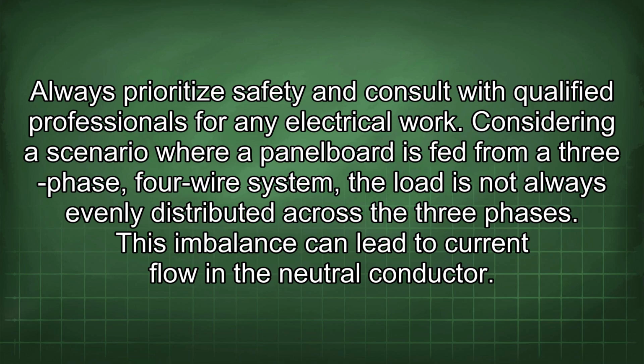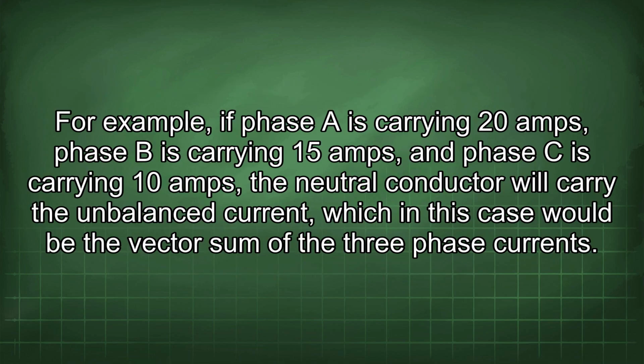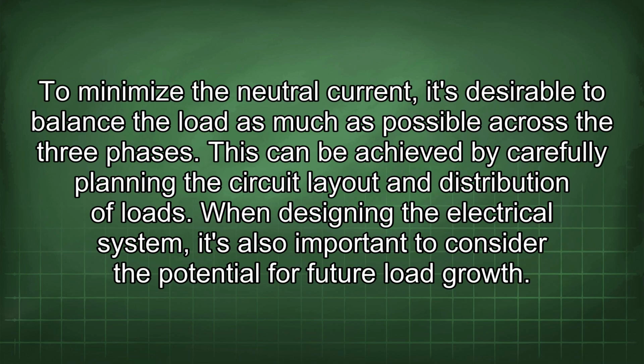This imbalance can lead to current flow in the neutral conductor. For example, if phase A is carrying 20 amps, phase B is carrying 15 amps, and phase C is carrying 10 amps, the neutral conductor will carry the unbalanced current, which in this case would be the vector sum of the three-phase currents. To minimize the neutral current, it's desirable to balance the load as much as possible across the three phases. This can be achieved by carefully planning the circuit layout and distribution of loads.